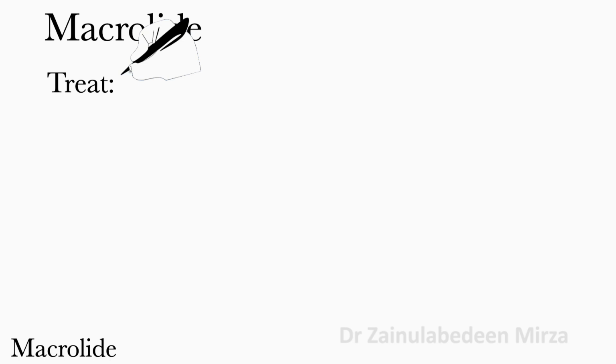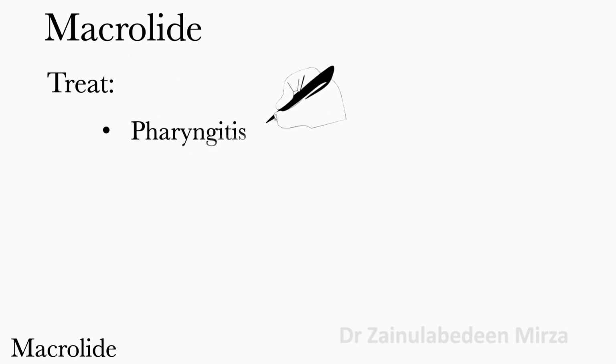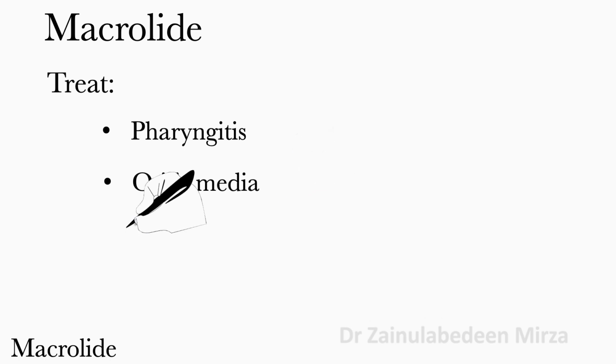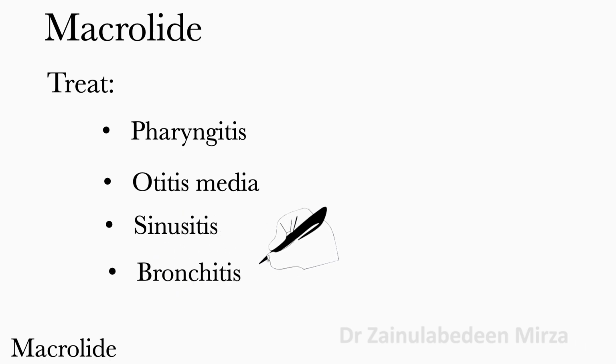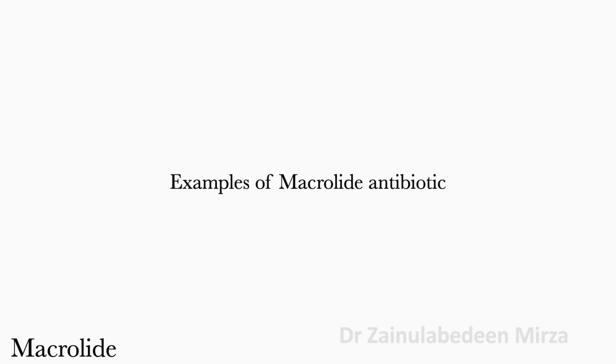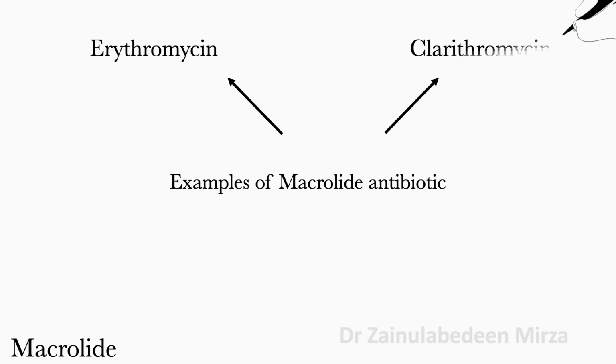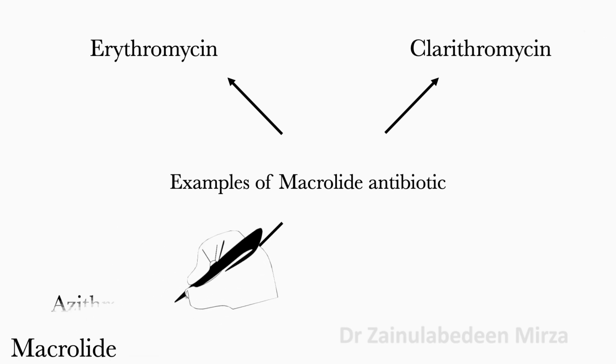Macrolide antibiotics are also used to treat vaginitis, otitis media, sinusitis, and bronchitis. The antibiotic drug is used for treating Legionella, chlamydia, and mycoplasma infections. Examples of macrolide antibiotics are erythromycin, clarithromycin, and azithromycin.